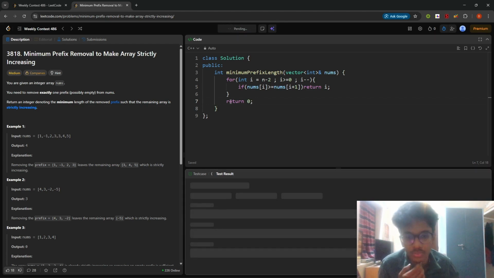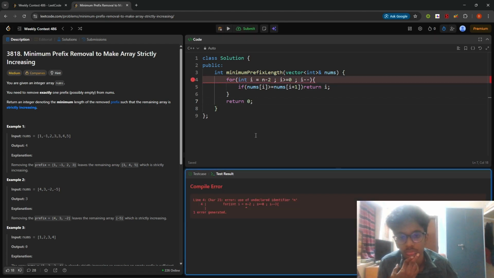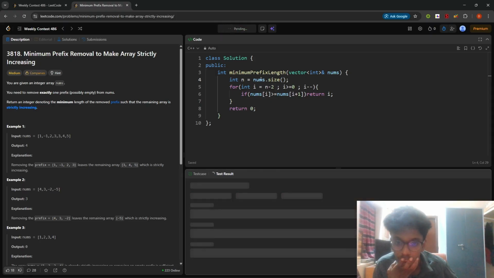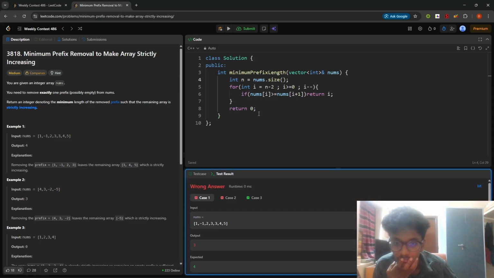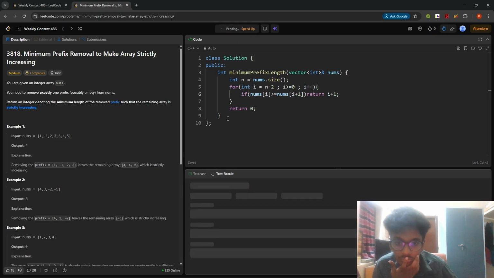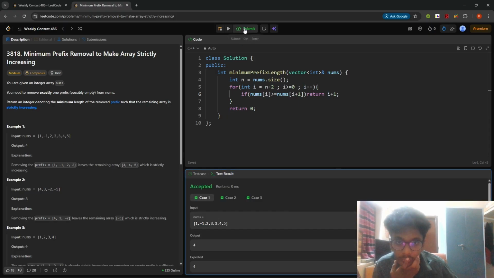So let's see if this works or not. Okay, n is not defined. Three, four, two, three. Off by one error. That means I should return I plus 1. Done.